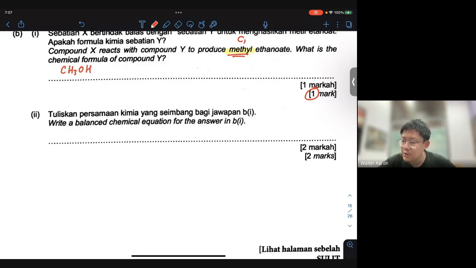Write a balanced chemical equation for our answer in B1. So that's very simple. You can just write CH3OH plus CH3COOH. Then you'll get the compound, which is CH3COOCH3.